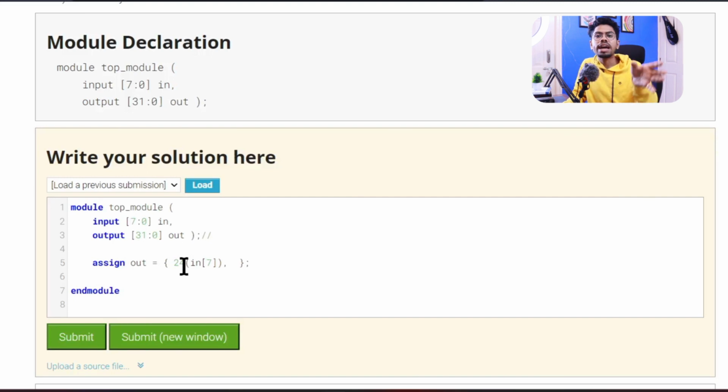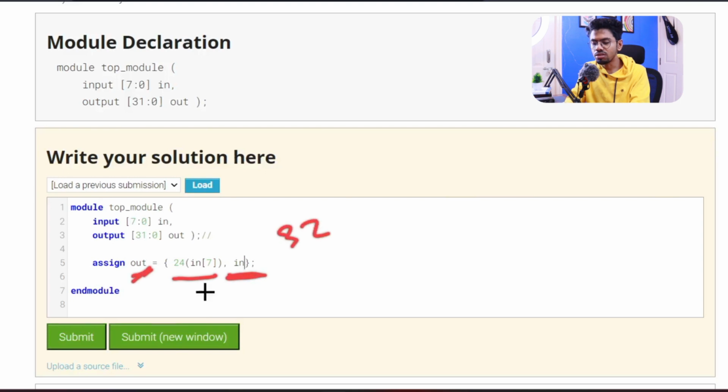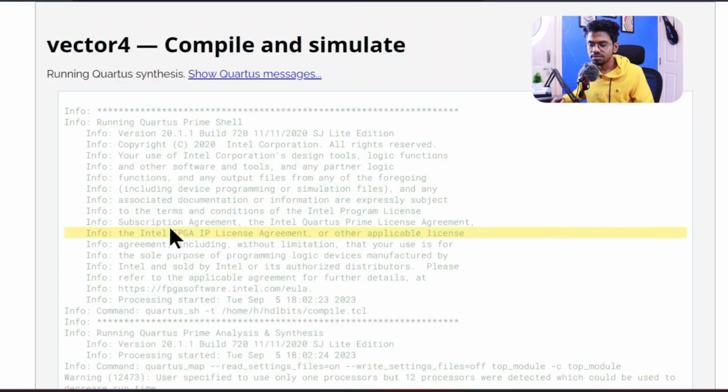After I have extended, I need to add the magnitude part, right? So the magnitude part will be our in only. So in is 8 bits, and then 24 bits. In total we have 32 bits, and your out is already defined as 32 bits. So we have done our job. Hopefully we'll get a success message. So let us submit.